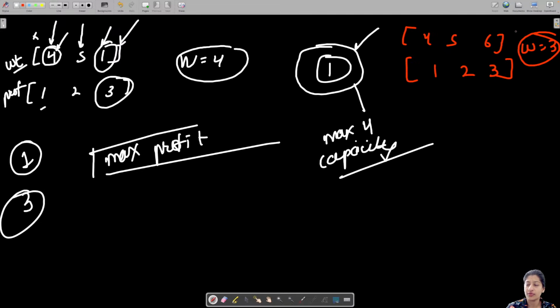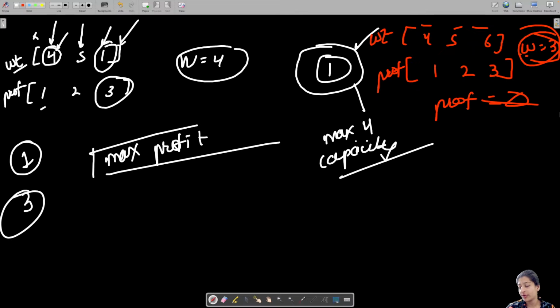This is the capacity of your knapsack. Now tell me, these are the weights and this is the profit. Fine. Can I take a 4 kg weight? No, it's greater than the capacity of my knapsack. Same goes for 5, same goes for 6. I cannot take any weight at all, because all the weights are greater than the capacity of my knapsack. So total profit I could generate is 0, right?